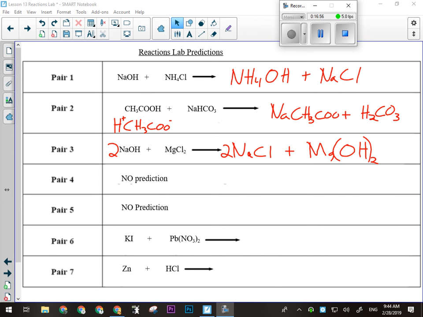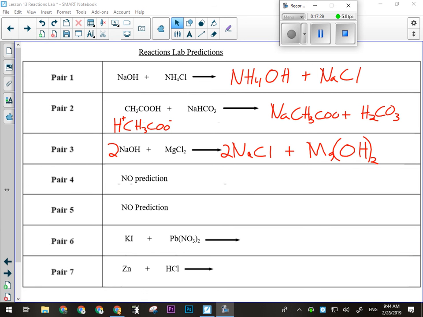So when we performed these combinations, we actually saw and experienced what happened. For pair number 1, what did we notice? Really strong smell. I'll put it away. So there was a really strong smell. A really strong smell usually means what's been produced? A gas. If we look at how we predicted this reaction, did we predict a gas to be formed? We did not. So this prediction is not right.